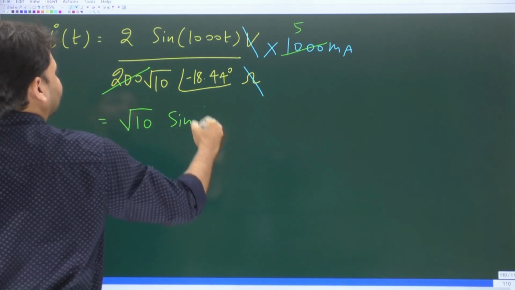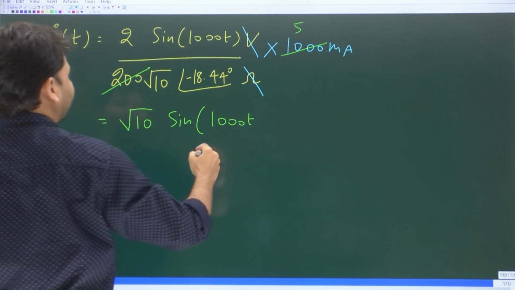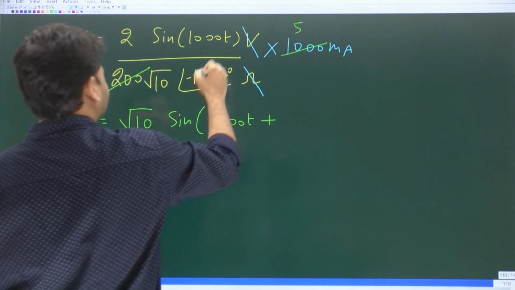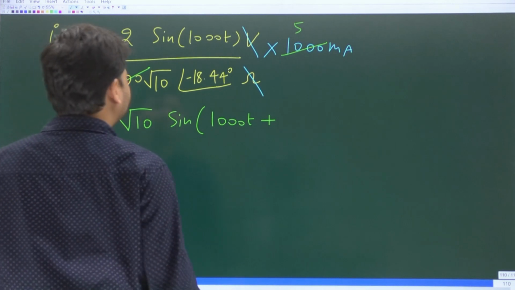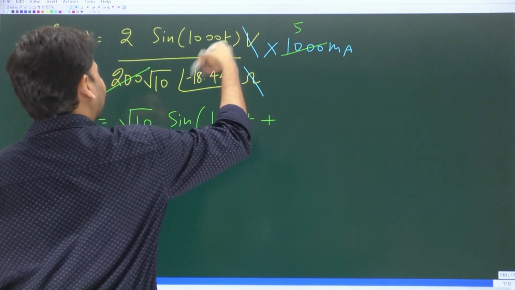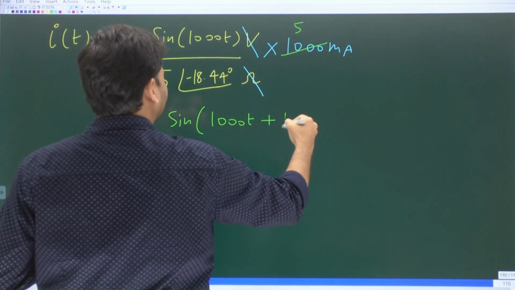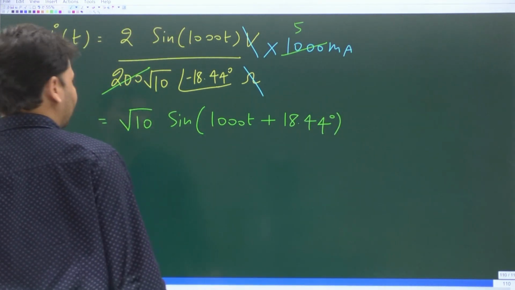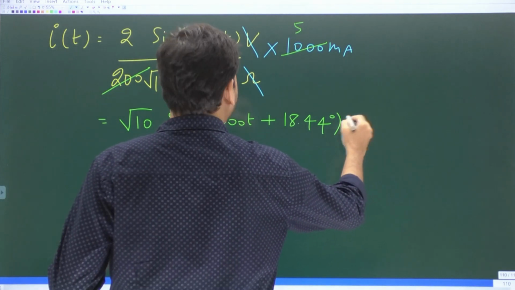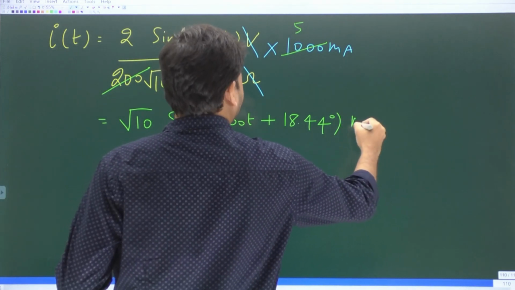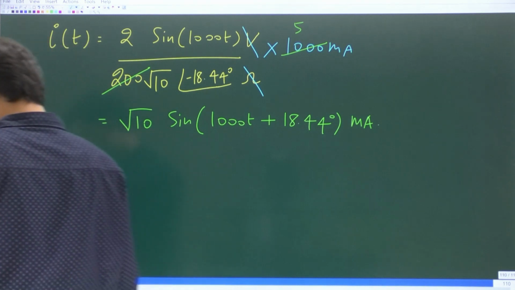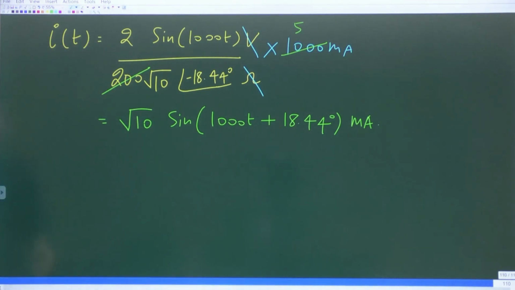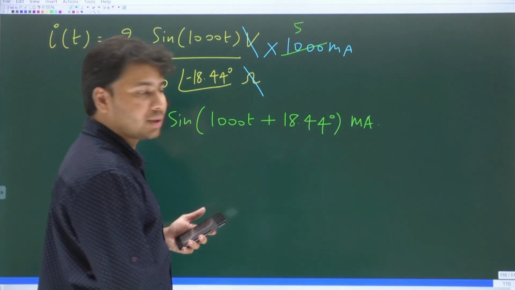So root 10 sine 1000t plus, because the angle in the denominator is minus 18.44, 0 degrees minus of this is plus 18.44 degrees. Okay. This is the current in milliamps. Is it correct? Did you also get the same thing? Root 10 sine 1000t plus 18.44 degrees.